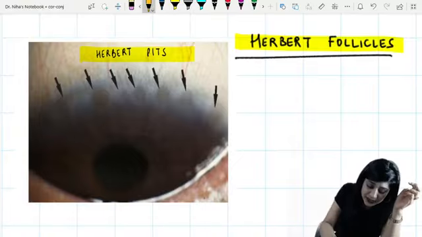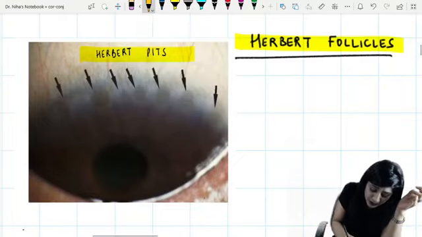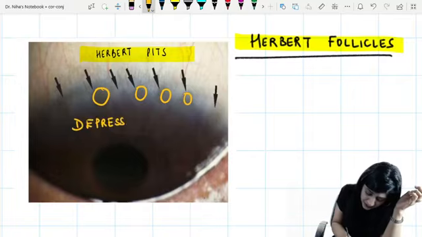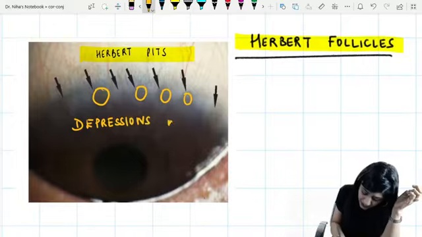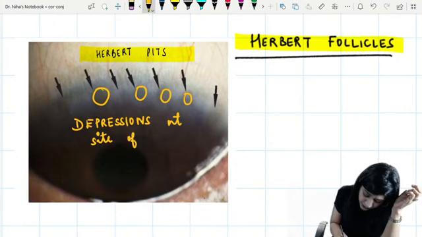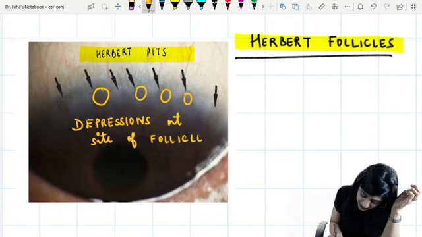Pits, you can say these are the pits. These pits are the depressions. So, these pits are the depressions at the side of the follicles. These are the pits at the site of the follicle.